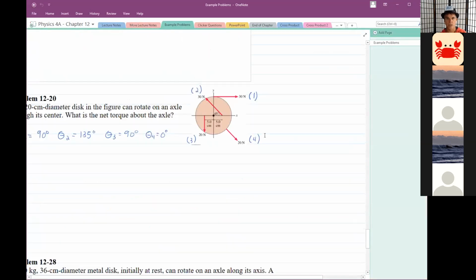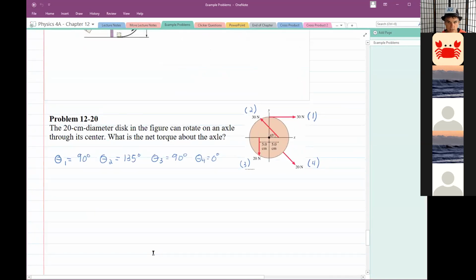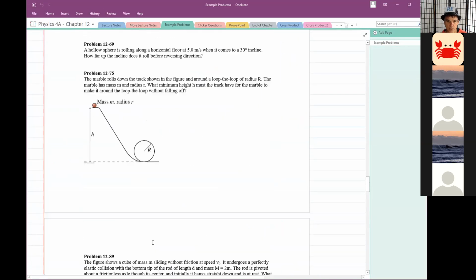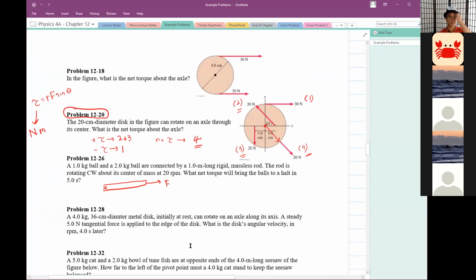Okay, let's go back to this. I was looking at an example problem kind of as we ended class yesterday. So I'm going to do it again, but it was problem 1220. It said a 20 centimeter diameter disc in the figure can rotate on an axis through its center. What is the net torque about the axle?